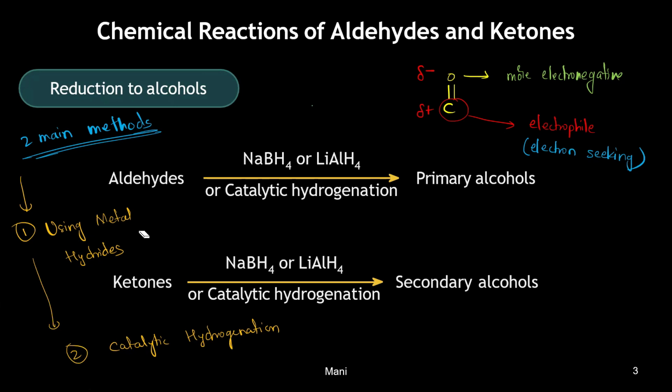So using metal hydrides. Here we will be using sodium borohydride, NaBH4, which is a metal hydride, or you will be using lithium aluminum hydride. You can use either sodium borohydride or lithium aluminum hydride. Remember, the names are very important.